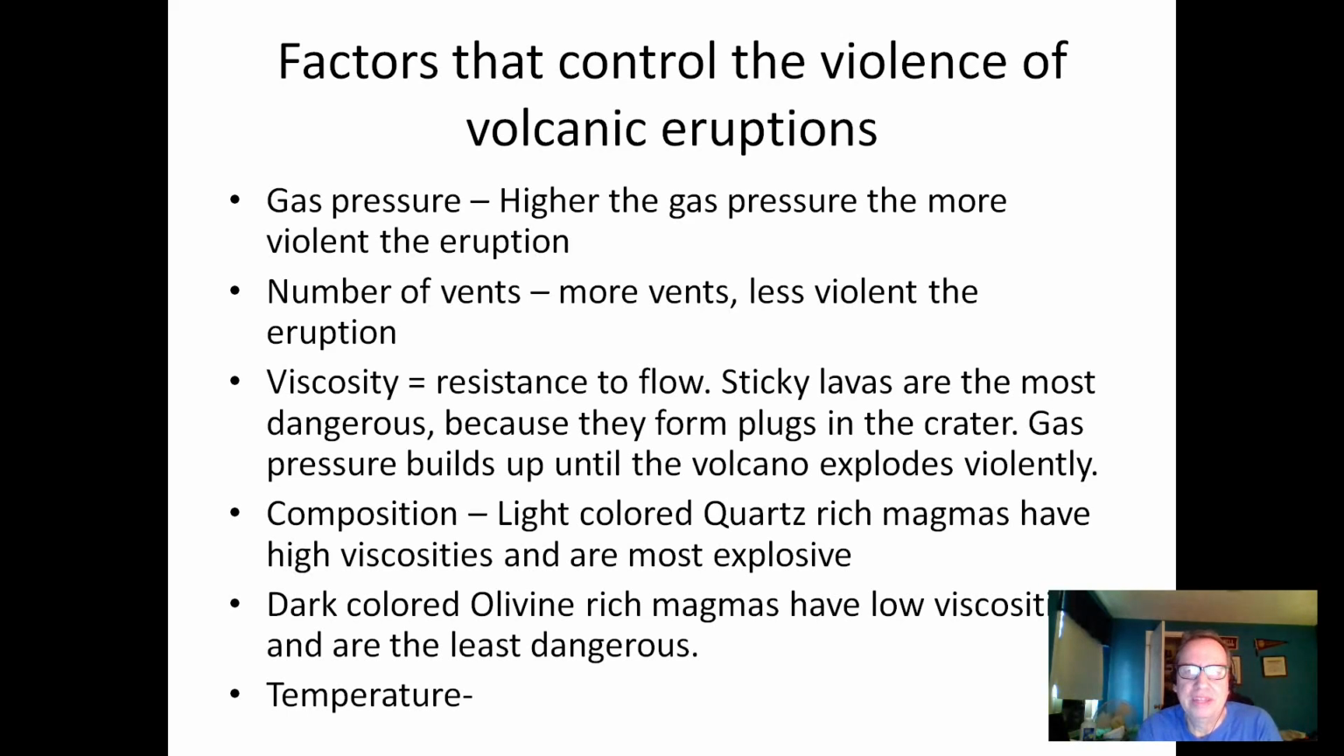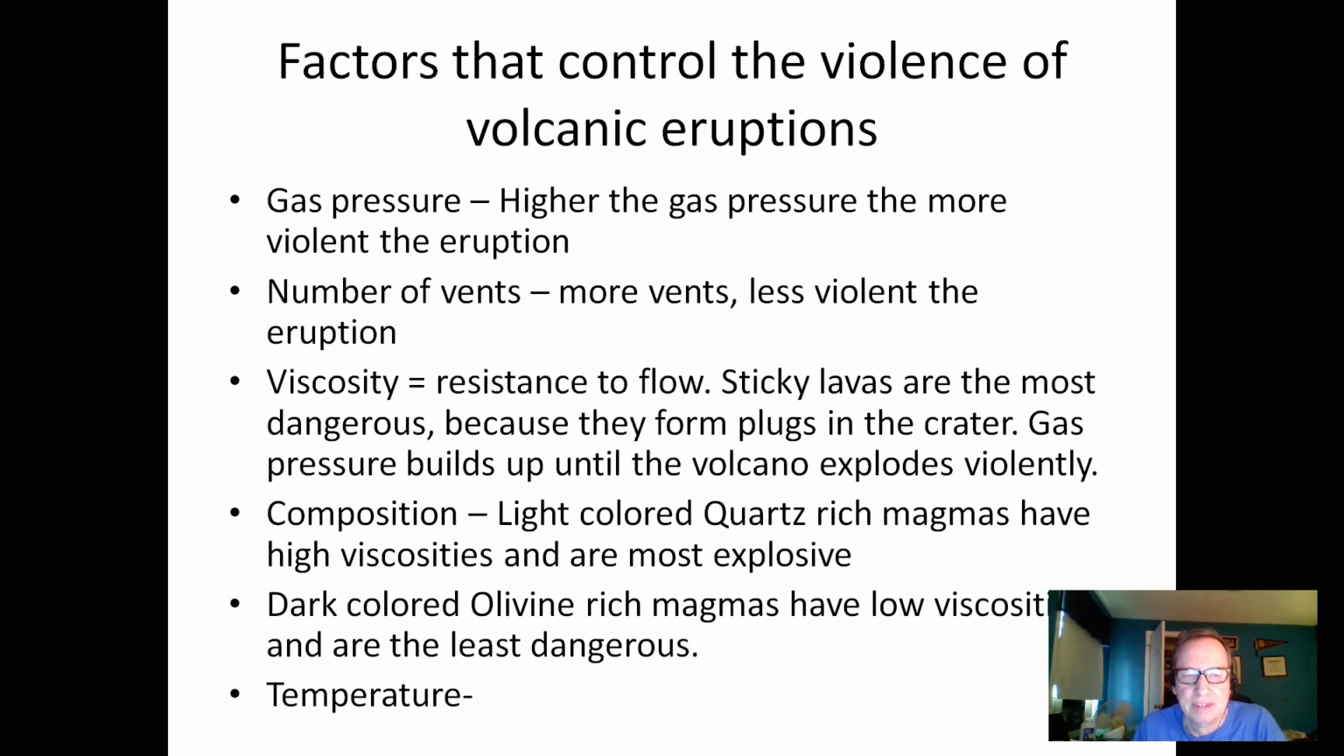We all know that liquids flow at different rates, okay? Some liquids are like water. They just flow very quickly and easily. Other liquids are like molasses. They take a while to flow over a surface. So viscosity is the resistance to flow. A molasses type of magma would flow very slowly. And it turns out that it's the sticky, highly viscous magmas that are the most dangerous. These are the ones that form plugs in the crater. The gas pressure builds up, and then boom, the volcano explodes violently.